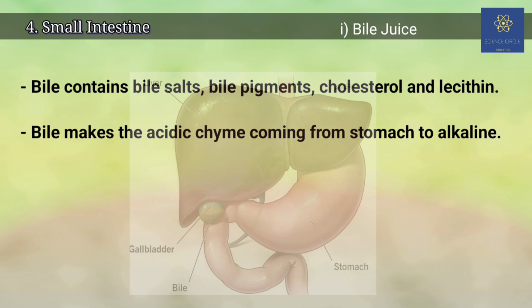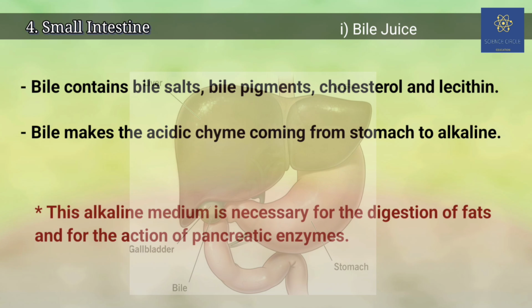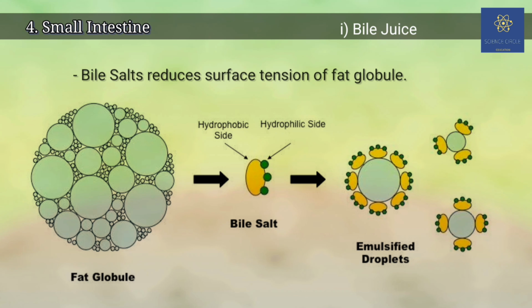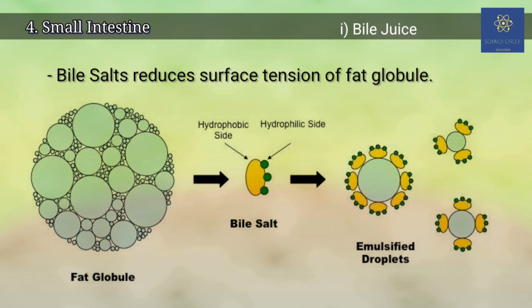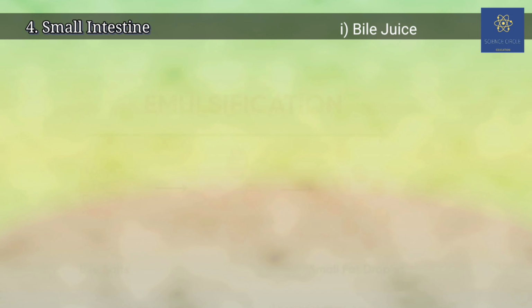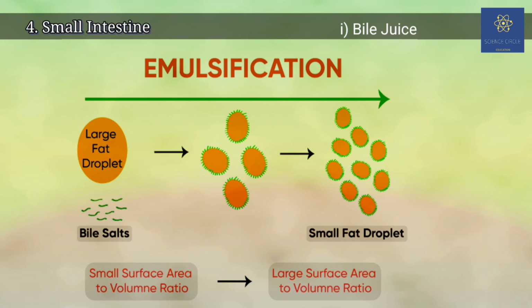Bile contains a lot of sodium bicarbonate which neutralizes the acid content of the food received from the stomach and makes it alkaline to enable the pancreatic and the intestinal enzymes to act upon it. Bile salts reduce the surface tension of the fat and break it down into tiny droplets, which we call emulsification, for providing greater surface area for the action of the enzymes.